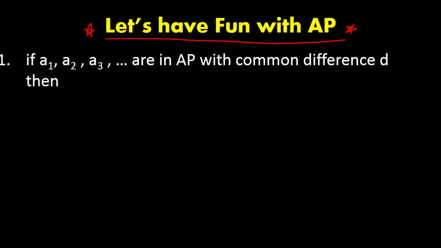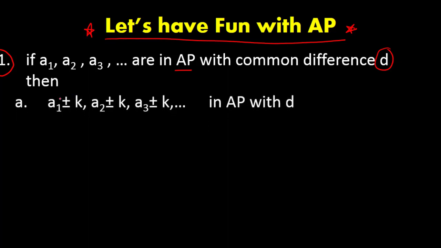So the first property is: if a1, a2, a3 are in AP with a common difference d, then a1 plus or minus k, a2 plus or minus k, a3 plus or minus k are in AP with the same d. Is it making sense? No? Very good. Now let's move step by step.